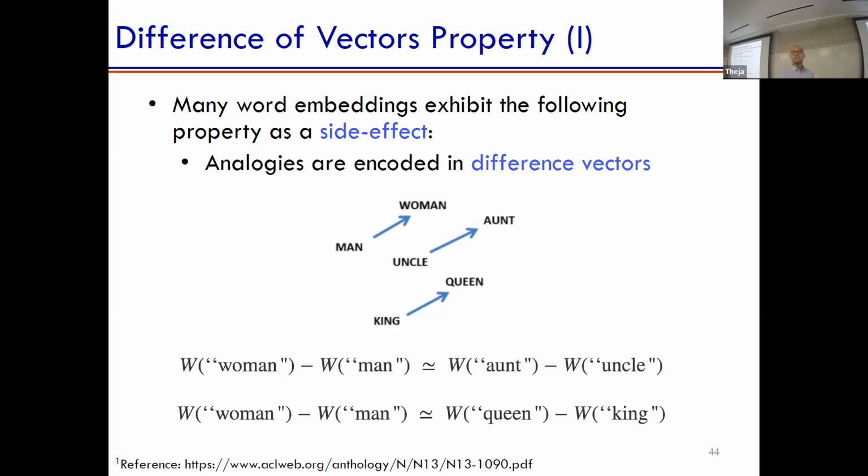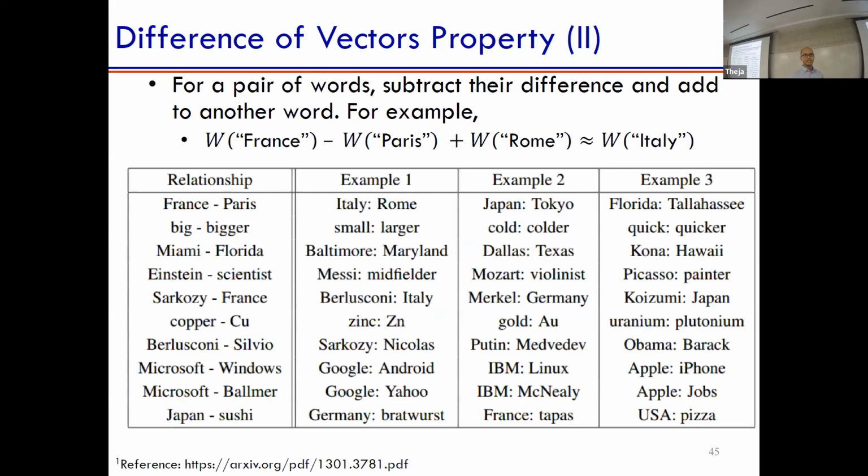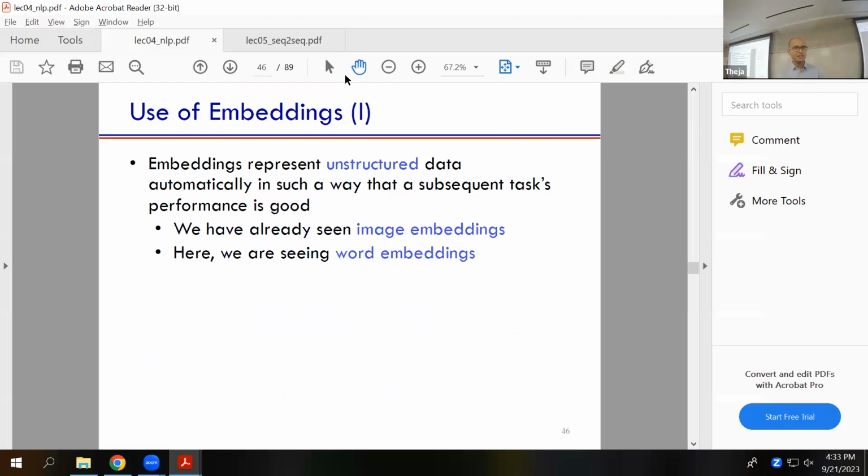Or a side effect that reinforces this. Actually, I think that's the only one I have, but here you can see Paris minus France plus Italy is approximately equal to Rome, some side effect. Okay, so actually let's then switch to the new topic.